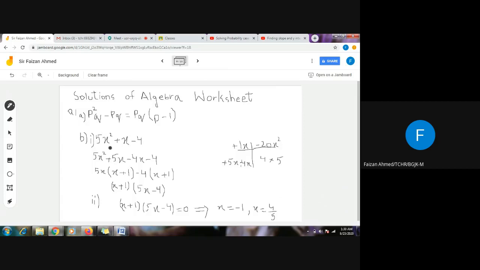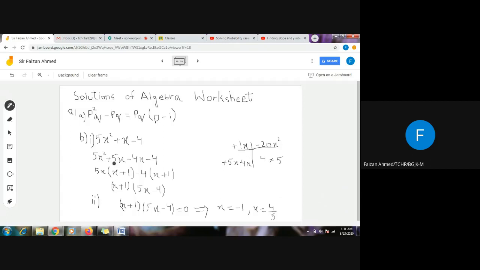In the second question, a quadratic expression is given to us, and we are asked to factorize it. We know that the method is the middle term breaking method, which we use to factorize a quadratic expression. We will multiply the corners, minus 20x square, and we will write the middle term with the exact sign, and 4 and 5 are the two factors. The middle term has a positive sign, so the greater factor will get the positive sign, and the other factor will get a negative sign.